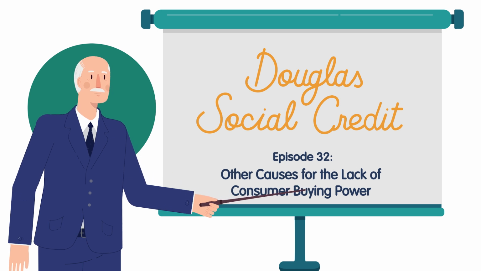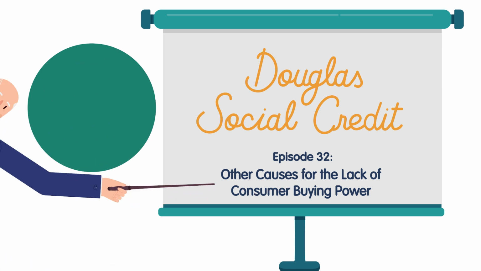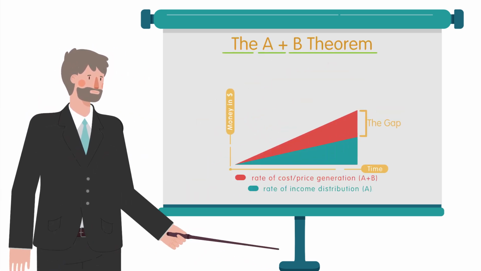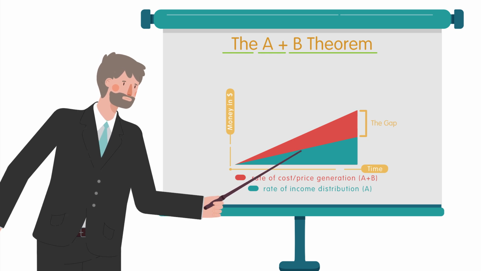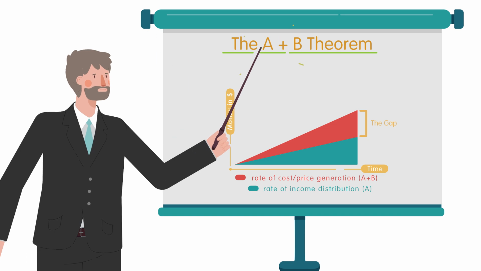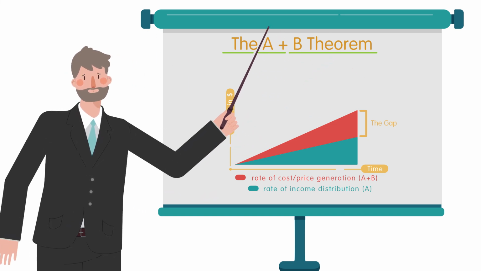Episode 32. What are the causes for the lack of consumer buying power? We are sometimes told that the claim that there is an underlying deficiency of consumer buying power in the economy stands or falls on the truth of the A plus B theorem. But what if this isn't true?